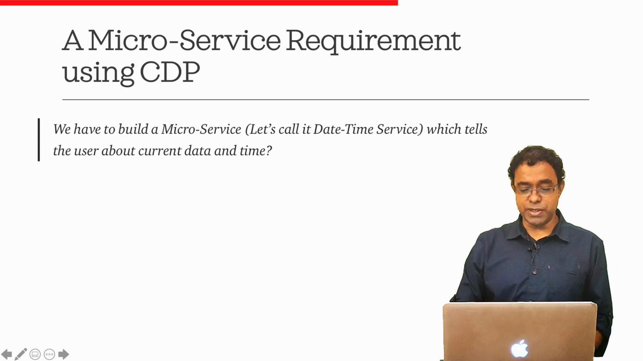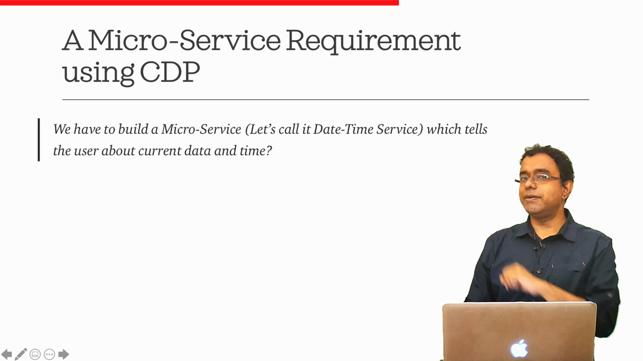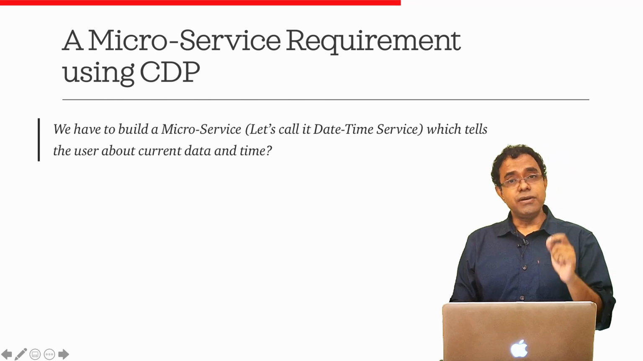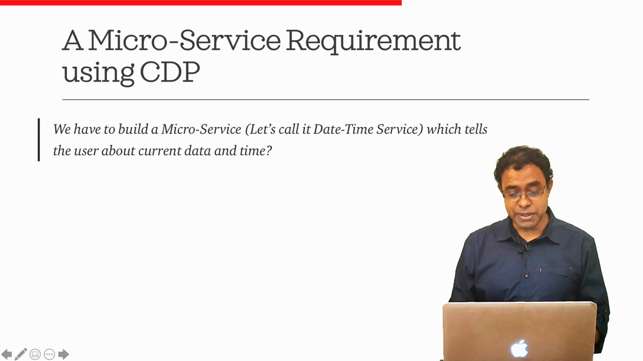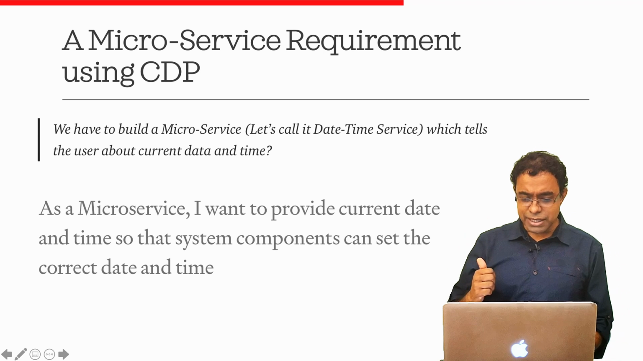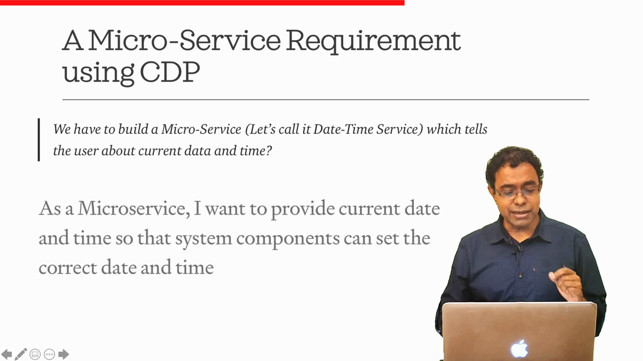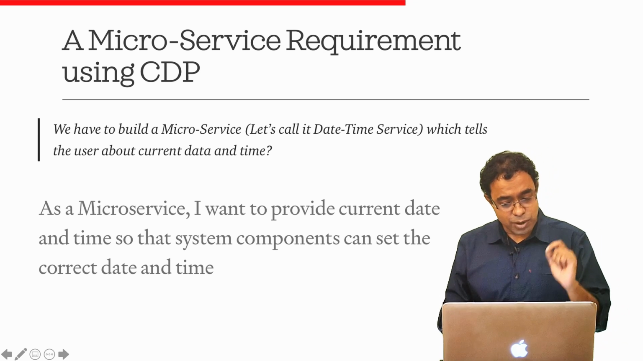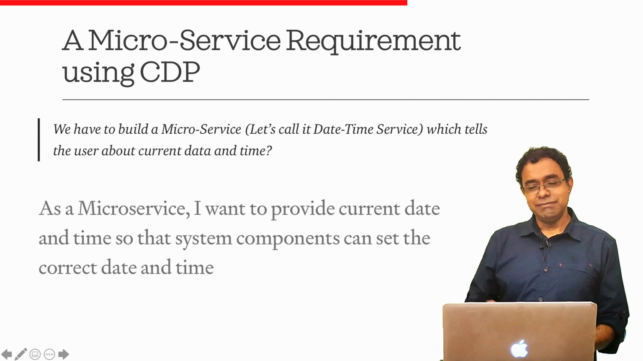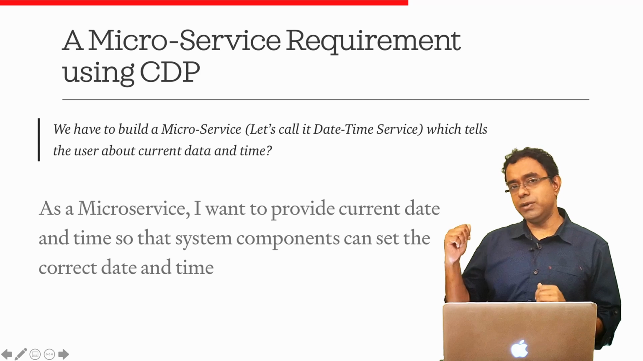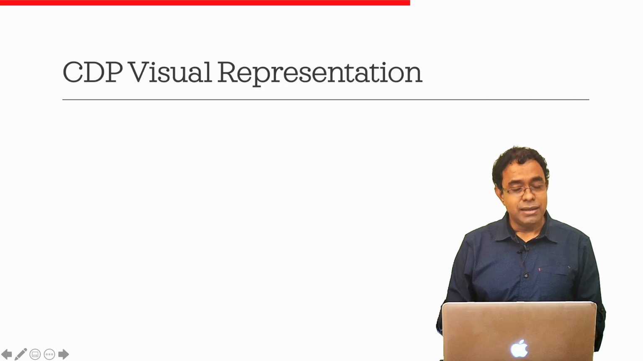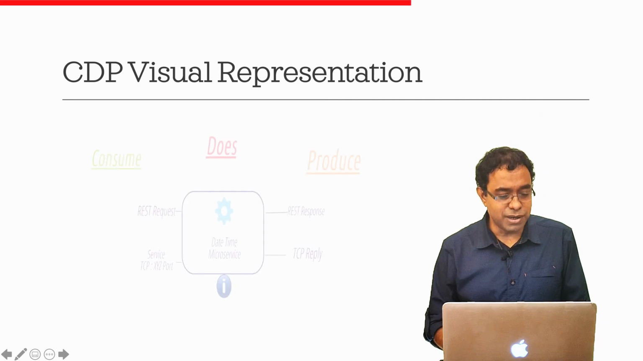One of the simplest possible microservices, and this requirement is written in text form, not in user story form. So if we would like to write this requirement in the form of a user story, here is how I am going to write it. As a microservice, I want to provide current date and time so that system components can set the correct date and time. Makes sense? Give or take some words here and there, you are also going to write the user story in the same way. Here is how the CDP model will look.